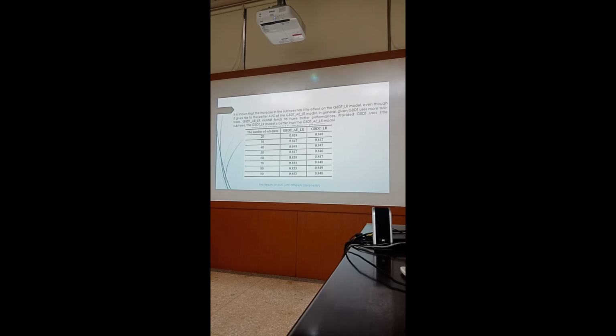Here they compare the GBT, AELR, and GBDT, LR. Here we can see the data, they use the number of subtrees as 20, 30, 40, 50, and in this image you can see the GBT LR model gives a better AUC than the GBT AER model in some cases. In general, given GBT uses more subtrees, the GBT AELR model tends to have better performance. Provided GBT uses few subtrees, the GBT LR model is better than the GBT AELR model.